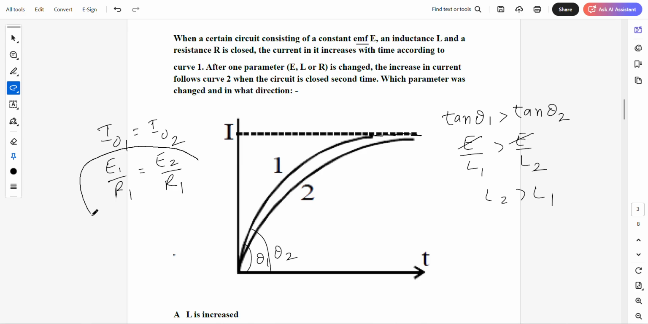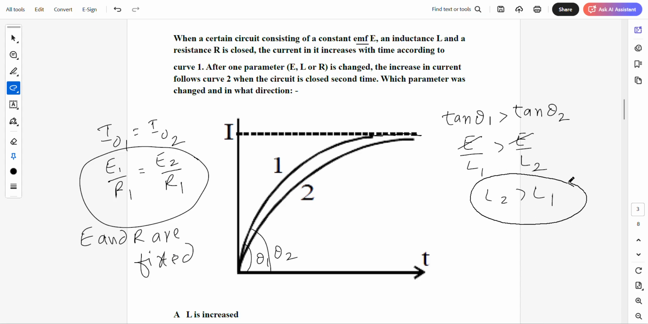Therefore, here E and R are fixed. Same value. Only one value is changing, and that is nothing but what? Inductance is getting changed. Okay, inductance is increased. In case of 2, inductance is increased. See, E1 is equal to E2.